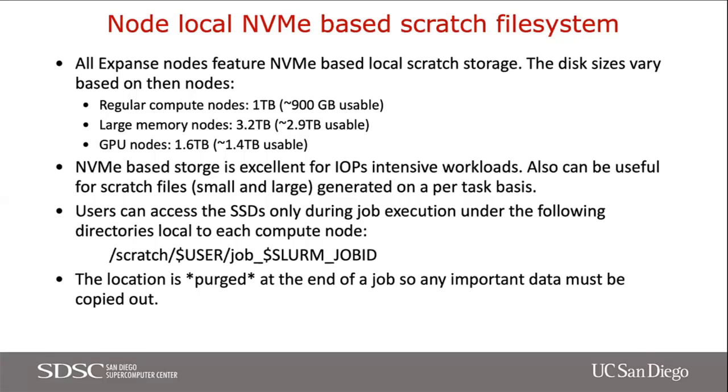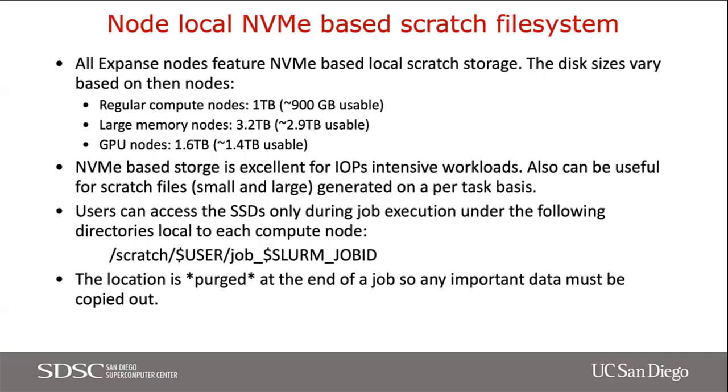And just like on Comet, this directory gets created when your job starts. So it's in the prologue that the job specific directory gets created. So it's /scratch/$USER. A little different from Comet, it's job_ followed by the job ID instead of just the job ID on Comet. Key thing is this location is purged at the end of a job. So if you have any important data, that has to be copied out.